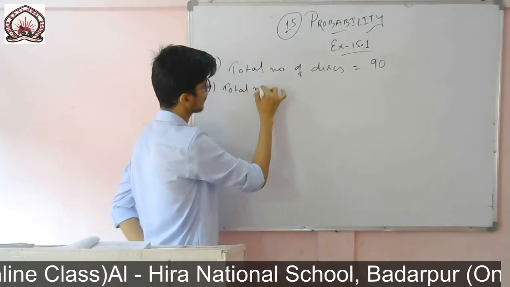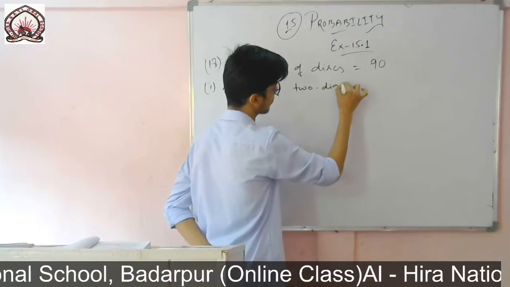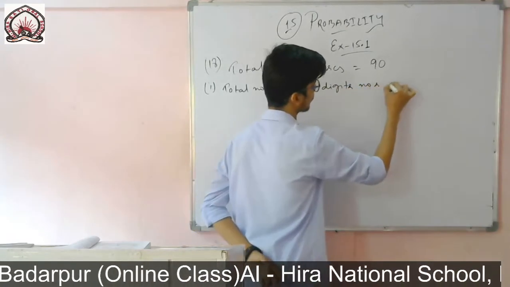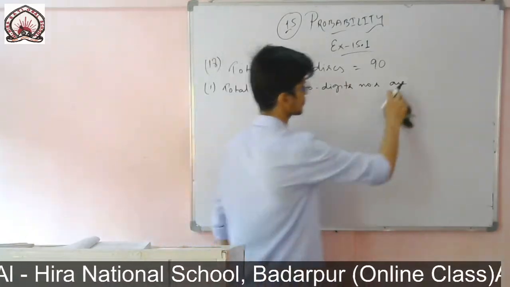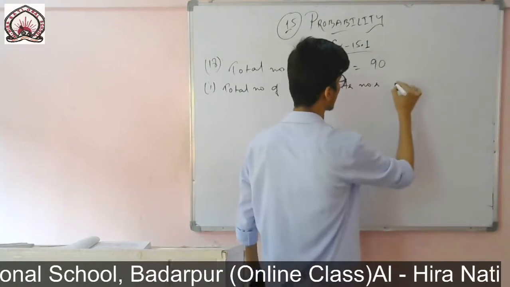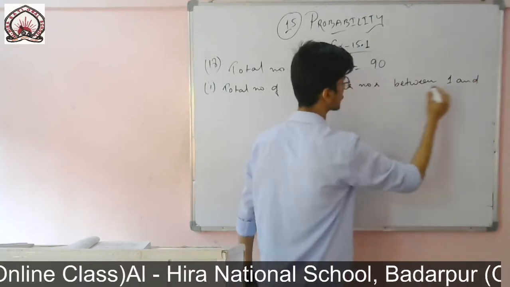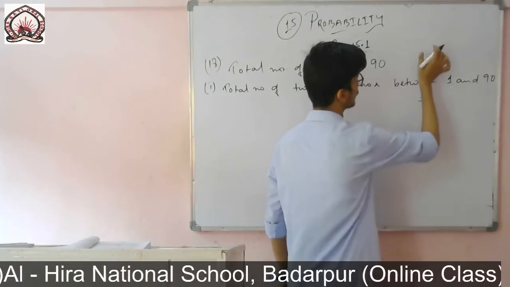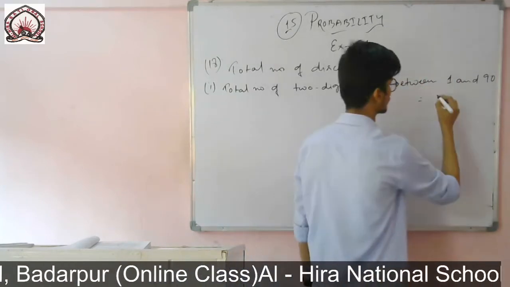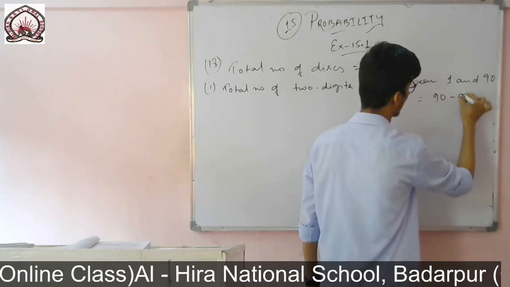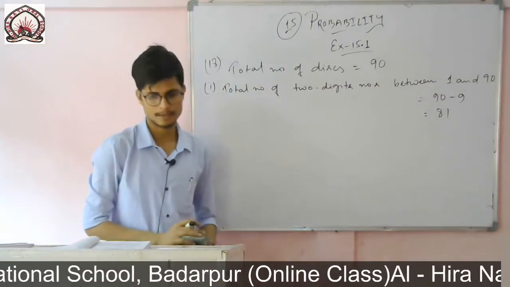Total number of 2-digit numbers. Directly we can find this one. No need to write. Total number of 2-digit numbers between 1 and 90 is equal to, simply from 1 to 9 only 1-digit numbers, and the rest starting from 10 up to 90 are all 2-digit numbers. So simply from 90 I will minus 9, which will be equal to 81. So there are 81 2-digit numbers.